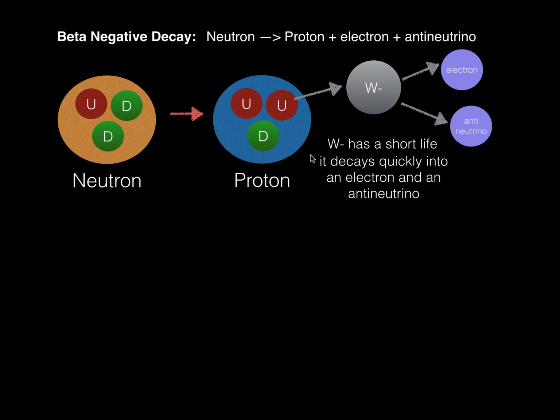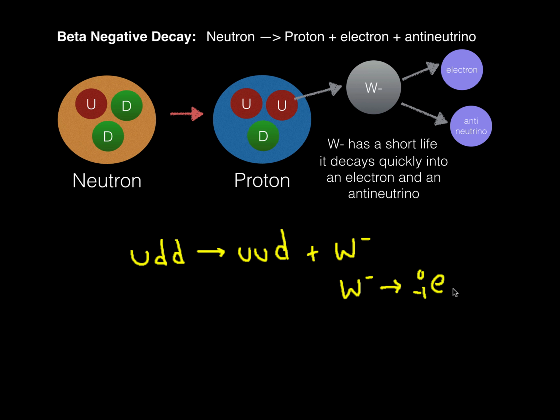Here's the equation used to describe beta negative decay. Up, down, down decays into up, up, down plus a W minus particle. The W minus decays into an electron and an anti-electron neutrino. The full process looks like this. Up, down, down decays into up, up, down plus an electron and an anti-electron neutrino.